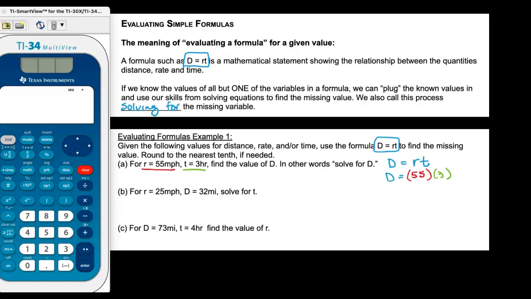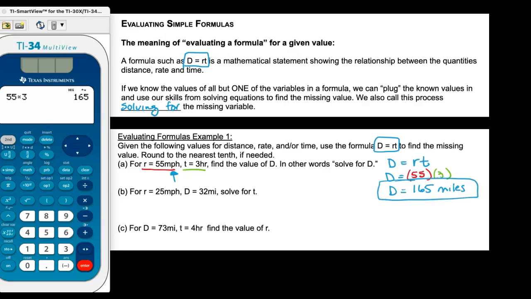And in this case, all I have to do is multiply. So 55 times 3 is 165. And then if we're wondering what the units are, because it's always good to write our units with the answer, just look at what's given. And since the rate is given in miles per hour, the distance is going to be miles, since that's the distance that miles per hour uses.